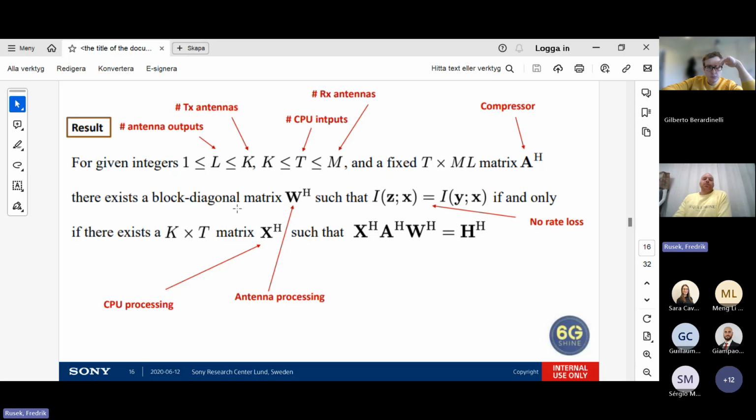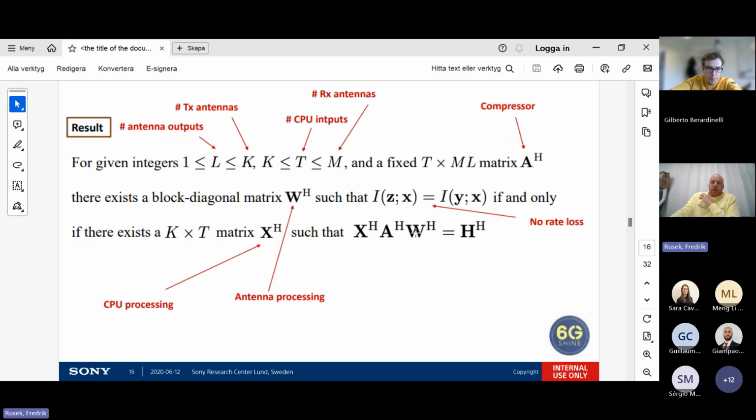And then there exists a block diagonal matrix W, meaning that it is representing the antenna processing. It means I can find these antenna weights in such a way that I will be mutual information optimum. And this exists if and only if I can find a matrix X Hermitian that is representing the CPU processing in such a way that I can express my overall channel matrix as a matrix product.